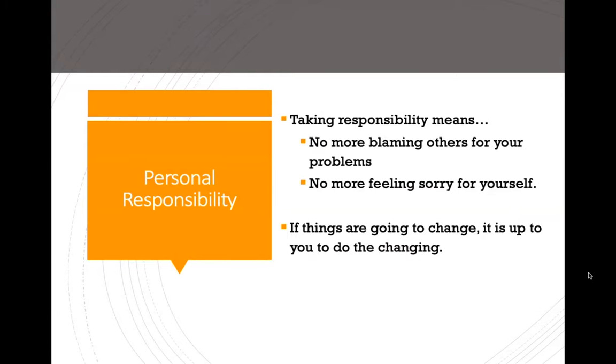And the second one is no more feeling sorry for yourself, okay? Remember these two actions under taking responsibility. Stop the self-pity and stop the self-victim consciousness, okay? The minute you stop blaming the world and you stop feeling sorry for yourself, you start taking action. You start crafting the type of future and vision you want to see in your life, and you start working towards it. If things are going to change, it is up to you to do the changing. So that's the thought process that goes behind it, okay? If things are going to change, it is up to me to do the changing.